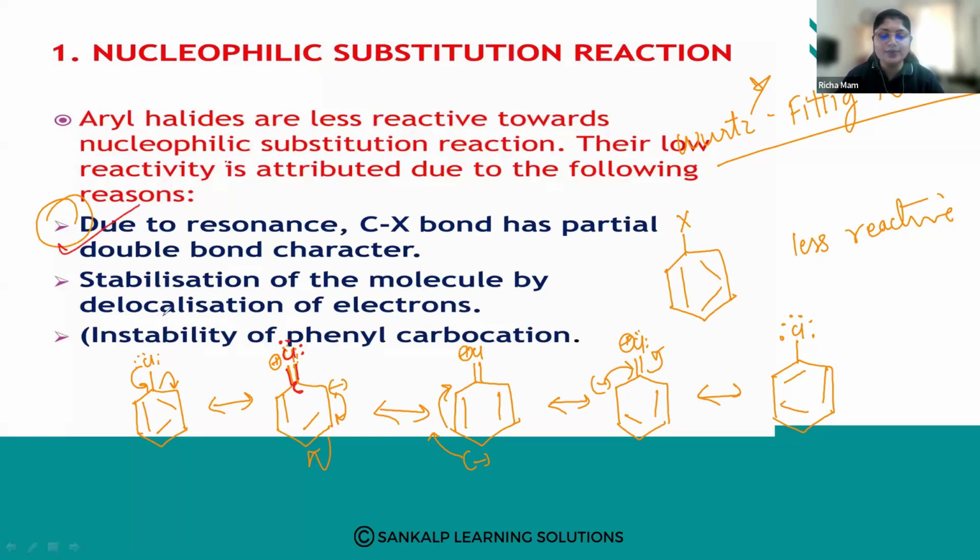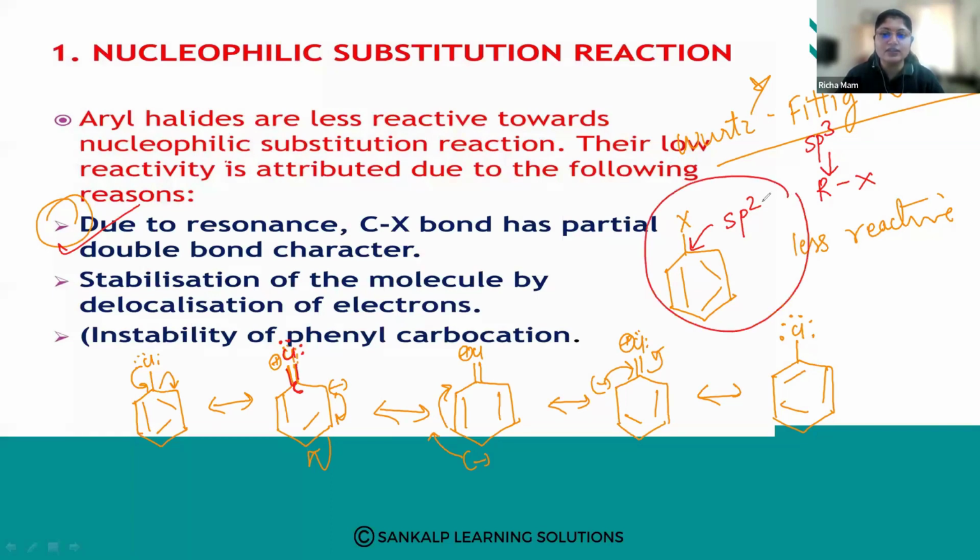Clear? Okay. Then the second is what? The difference in hybridization of carbon in the C-X bond. When you see the hybridization, this is sp2 hybridized. And when you see alkyl halides, this is sp3 hybridized. So due to the difference in hybridization, the aryl halides are also less reactive.